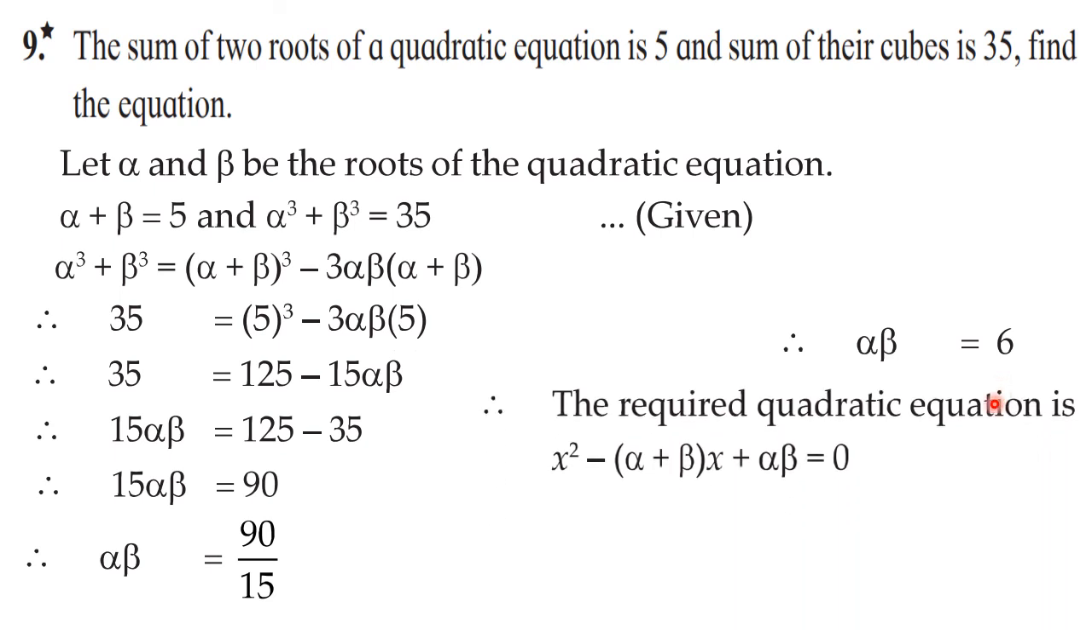And for that you have to write down this statement: therefore the required equation is x square minus (alpha plus beta) x plus alpha beta is equal to 0. Now simply put the values. Alpha plus beta is 5, so write down 5 here. And alpha beta is 6. So the required equation is x square minus 5x plus 6 is equal to 0.